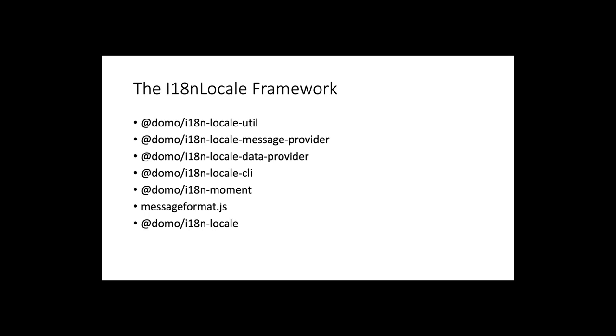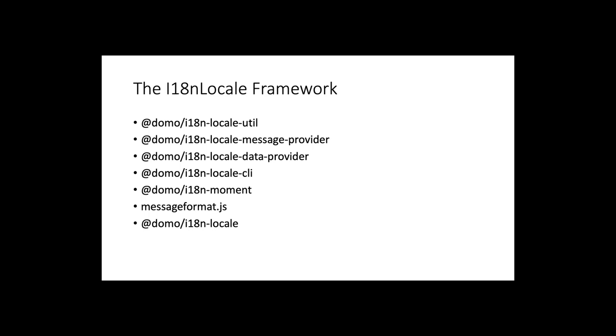The main packages in the I18N locale framework are I18N locale CLI and I18N locale, both of which have dependencies on I18N locale util. I18N locale CLI has additional direct dependencies on I18N locale message provider and I18N locale data provider, while I18N locale, the runtime interface, has peer dependencies on I18N moment and message format.js.